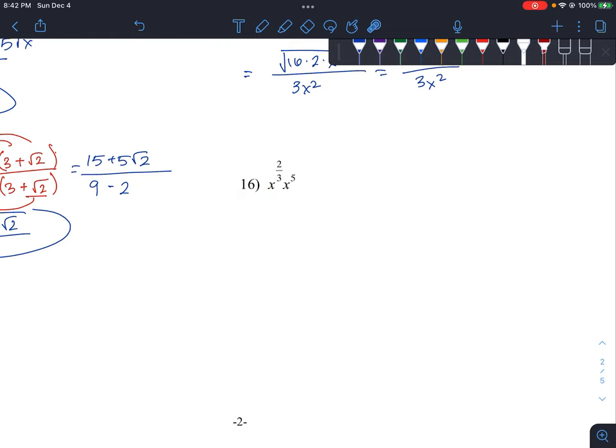For 16, so I'm going to use my properties of exponents.